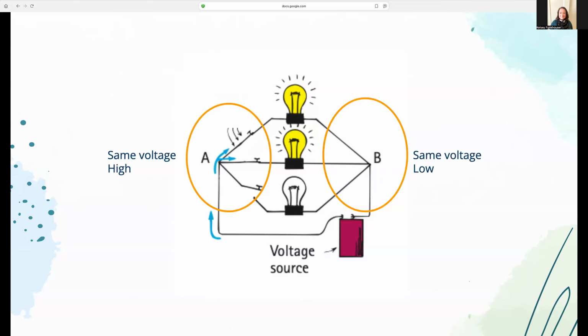Then, just like we saw before with parts of the circuit directly connected to the voltage source, having the same voltage, high on one side, low on the other, since each segment of the circuit starts and ends at the same point, like going through any individual light bulb starts and ends at the same point, each segment has the same voltage drop. So at point A, we have high voltage, and then at point B, we have low voltage, and they're all the same. So that's telling us that each of these elements has the same voltage drop.